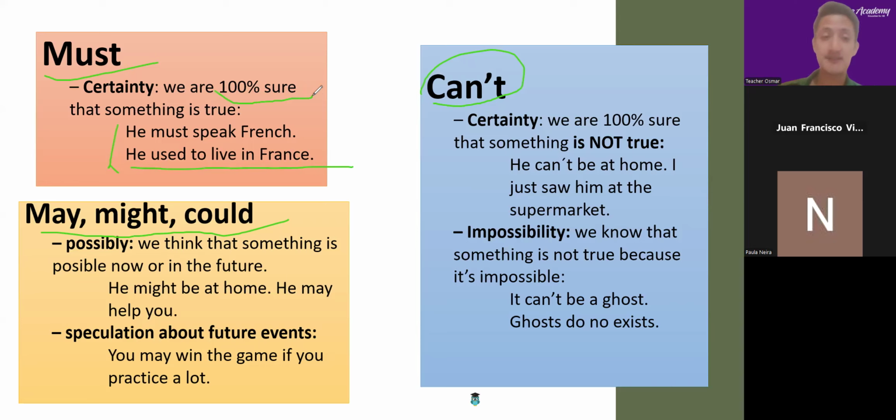And finally, my dear students, we have can't. In this case, can't is when we have certainty that something is 100% for sure not true. When we know that something is not true, we are 100% sure of that, okay? For example, he can't be at home. I just saw him at the supermarket.